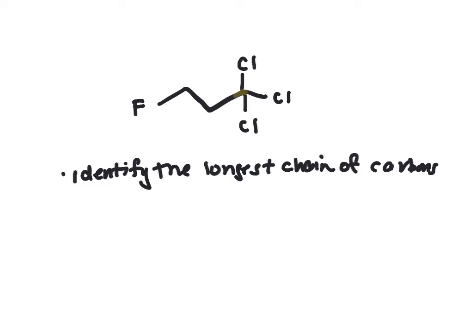The longest chain of carbons is a propane, where you have 1, 2, 3 carbons. Now we have to assign numbers to the substituents. So we could number 1, 2, 3, or as shown in green, we could make the carbon with 3 chlorines carbon 1, carbon 2, and then the carbon with the fluorine, carbon 3.